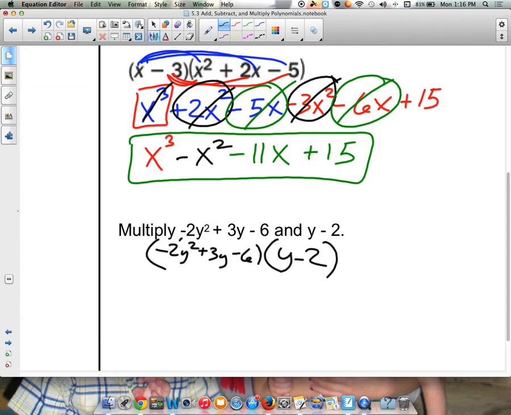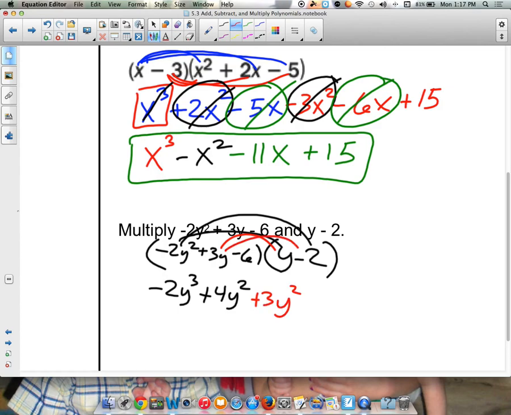So I'm going to take negative 2y squared times y, which gives me negative 2y cubed. And negative 2y squared times a negative 2 is a positive 4y squared. I'll take my 3y and multiply it times y to get plus 3y squared. And I'll take the 3y times a negative 2 and get negative 6y. And then last, I'll take the negative 6 times y to get negative 6y. And then negative 6 times negative 2 to get positive 12.